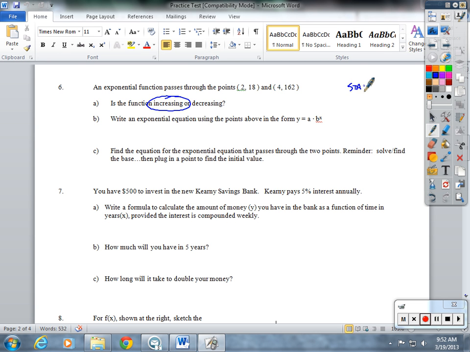Stat, edit, put your x values in L1, your y values in L2, stat, calculate, exponential regression. Okay? If you don't know how to do it by hand, there you go. That's your answer. You've got to know how to do that. But if we're doing it by hand, we end up with 162 over 18 equals b squared. Again, I just divide these two and then take the square root of that.